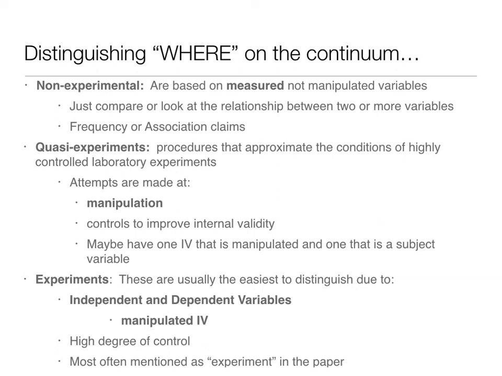The thing that makes them most easy to recognize is usually the researchers are going to tell you, yes, this is an experiment, because there's so much weight behind that word in the research community. They're telling us right up front that all of these things are true, and so they're going to often mention it as an experiment in the paper. It may not be in the abstract. You may have to flip through, but they're going to be mentioning that their study is an experiment.